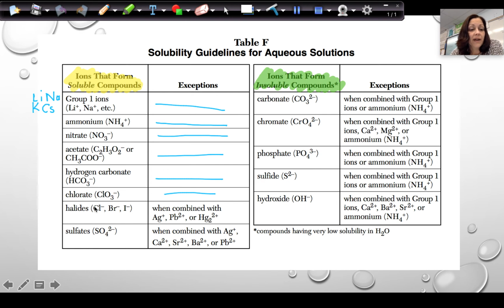However, if you have Cl in a compound, it's soluble unless it's AgCl, PbCl2, or Hg2Cl2. If you have SO4 at the end, it's soluble unless it's CaSO4, SrSO4, BaSO4, or PbSO4. So if you have something from both columns, it's the opposite of the top. If you have something just from the first column, it's what it says at the top.